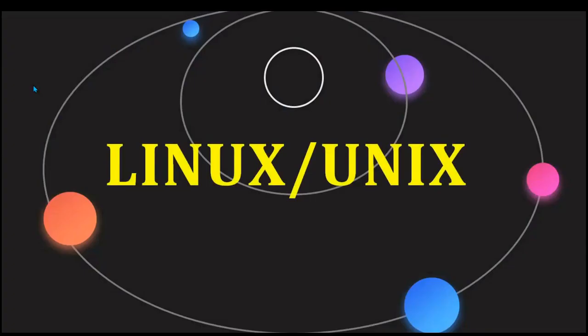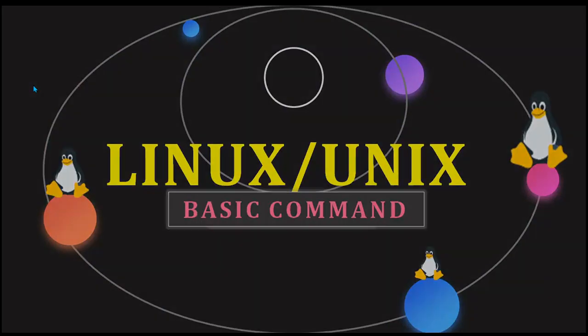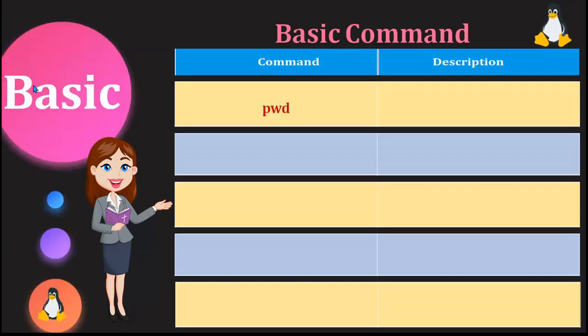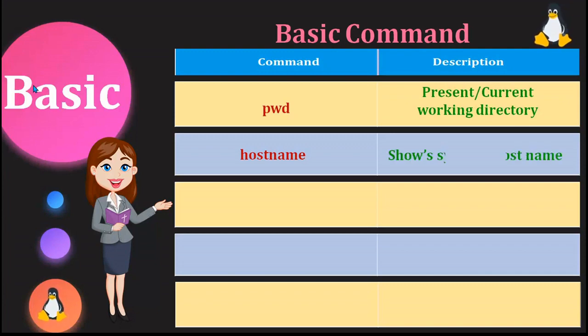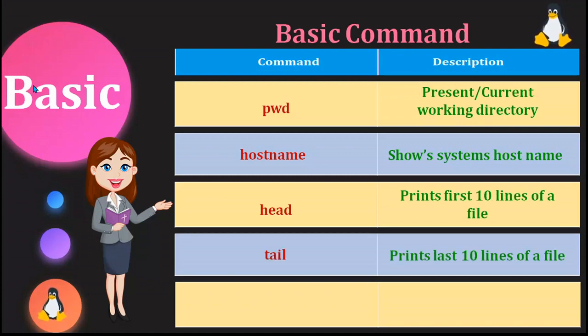Now let's just revise all the commands one by one. First command is pwd, that is present working directory. It will show you the present working directory. If you change your directory, then it is going to change the present working directory as well to the directory that you have changed. Then we have hostname, which shows the system host name. Then the head command is used to print the first 10 lines of your file. Tail command is used to print the last 10 lines of your file. Grep is used to search for a string or pattern in the given file.